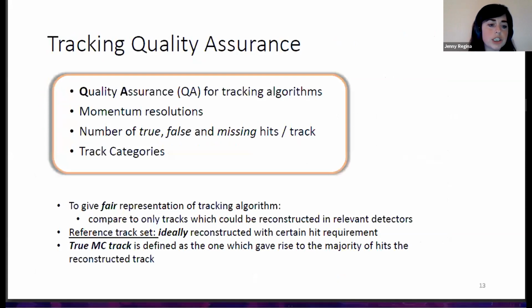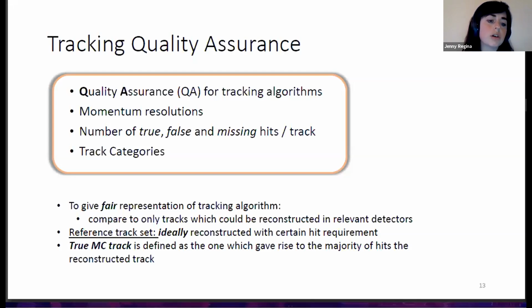And so in order to discuss the results, I first want to discuss a bit more in detail the quality assurance. So of course we need to do quality assurance for the tracking algorithms to know how well they work. And the one we are using in PANDA gives us the momentum resolutions, the number of true, false, and missing hits per track in the different detectors. And it also gives you different track categories. And these I will show a bit more about.